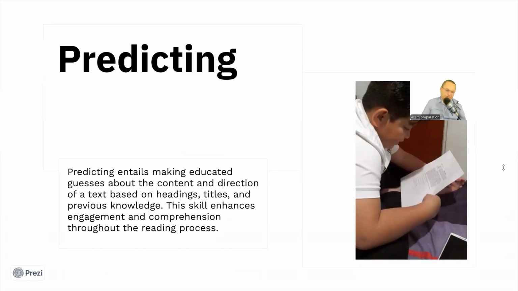Predicting. Predicting entails making educated guesses about the content and direction of a text based on headings, titles, and previous knowledge. This skill enhances engagement and comprehension throughout the reading process. Sometimes just by reading the title, subtitles, subheadings, first and last sentences, you can predict what the text will be about. This is a sub-skill that you want to develop in your classes, in the classroom with your students.